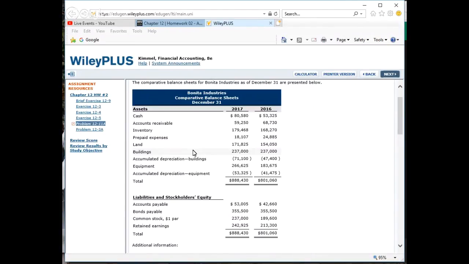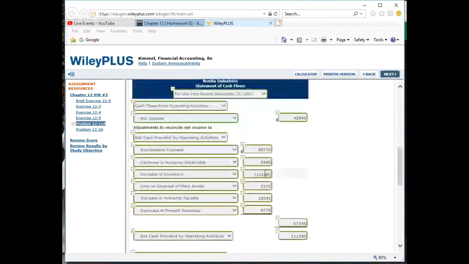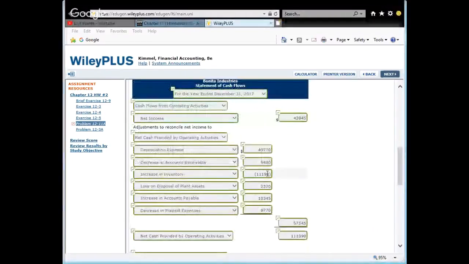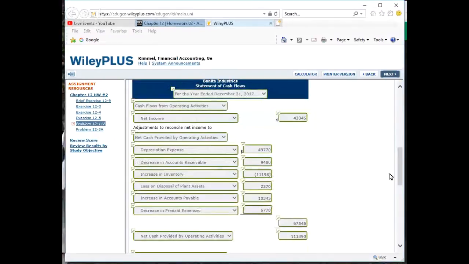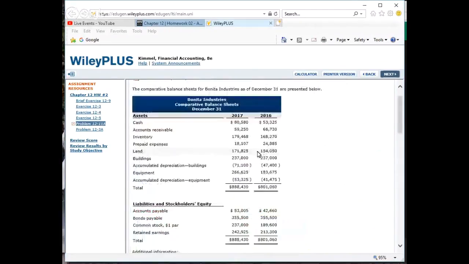Our inventory increased, but because it increased, we're going to decrease it in our assets because it's an inverse relationship. And then everything else up here is opposite. So when we had our, let's see, our equipment went up here.